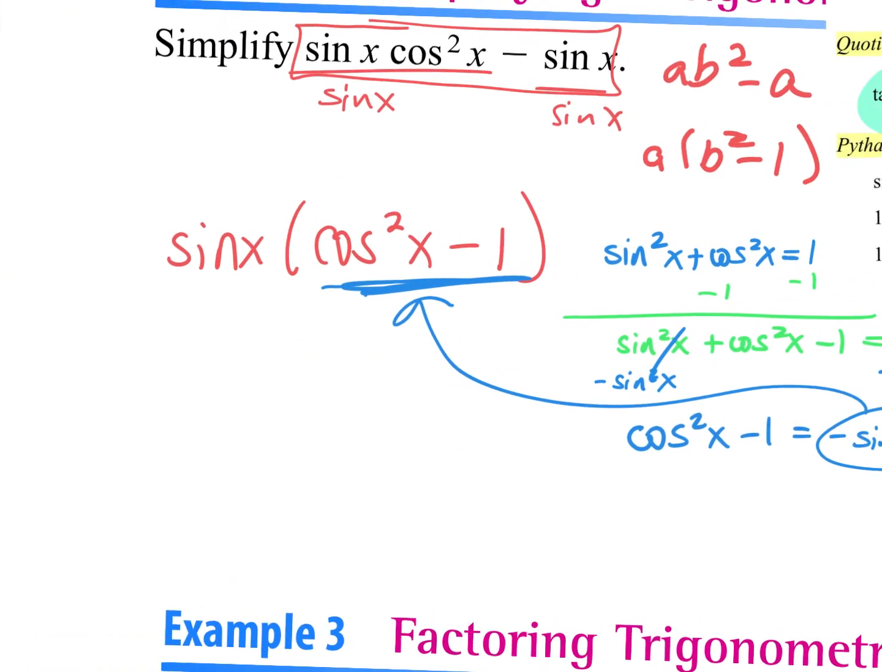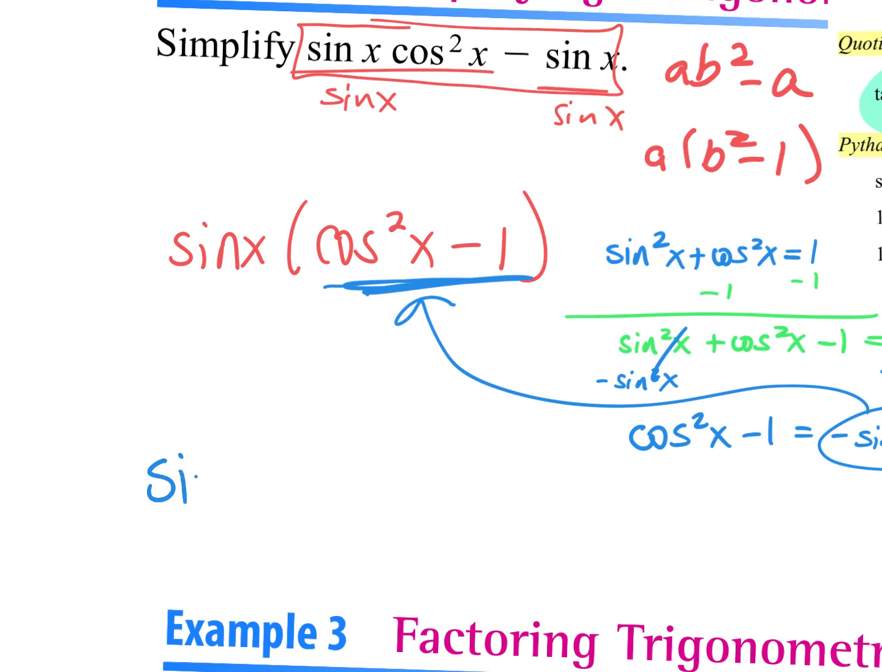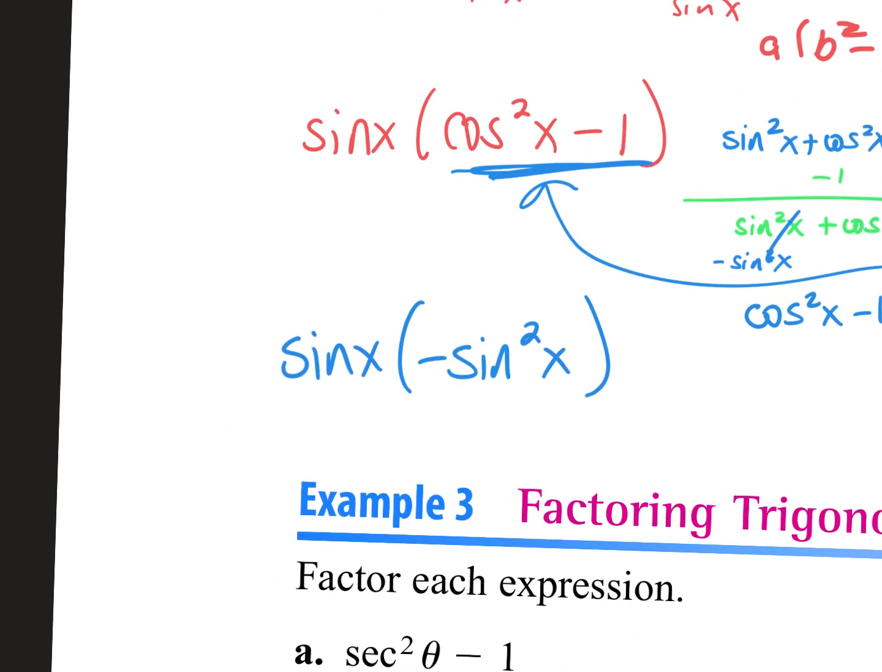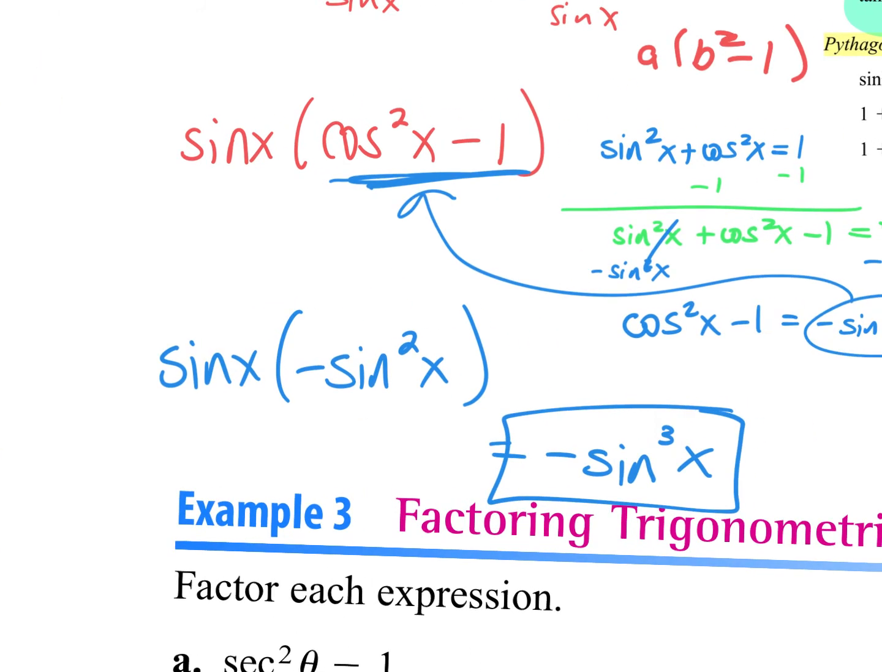Negative sine squared x. So I have sine of x on the outside times negative sine squared x. Can I simplify that? Can I combine those? Yeah. What's sine squared times sine? Sine cubed. So this becomes negative sine cubed of x. And that's as simplified as you can get it.